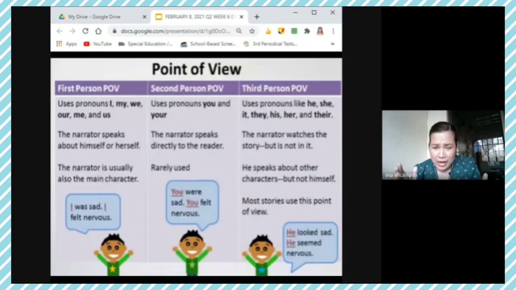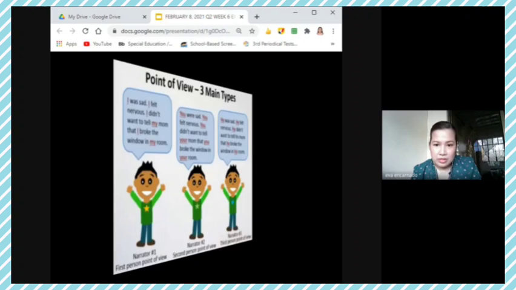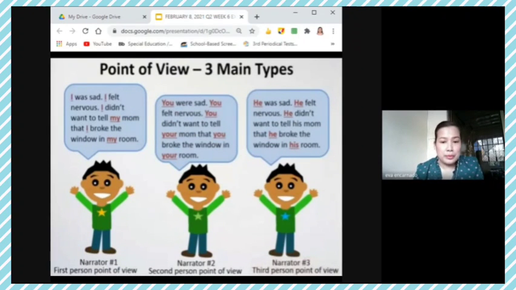So, we have three kinds of point of view. We have first person point of view, which uses pronouns I, my, we, our, me, and us. The narrator speaks about himself or herself. The narrator is usually also the main character. Second person point of view uses pronouns you and your. The narrator speaks directly to the reader. And the third person point of view uses pronouns like he, she, it, they, his, her, and their. The narrator watches the story but is not in it. Most stories use this point of view. So these are examples of point of view.